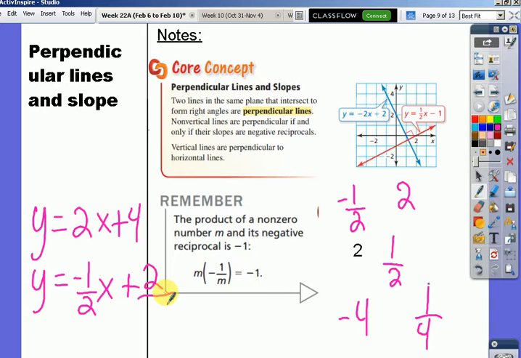Questions on perpendicular lines? Or you can watch the video, either one. And we will get a break too.